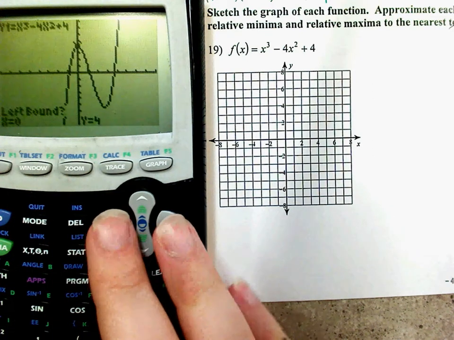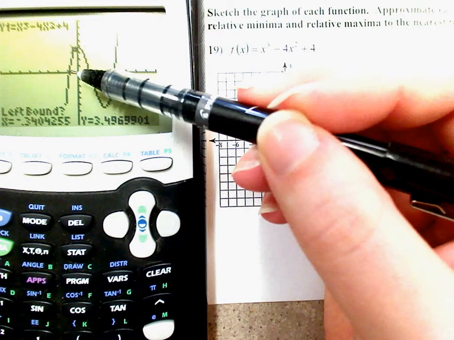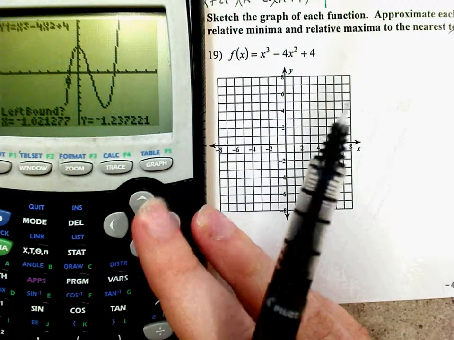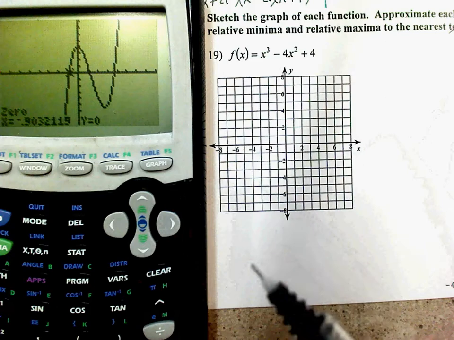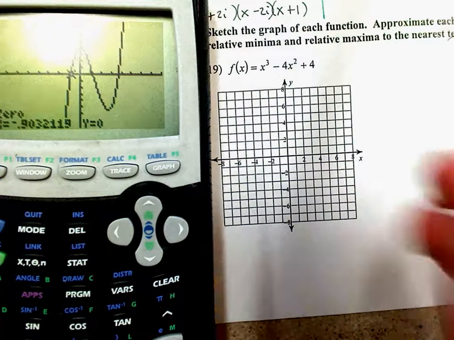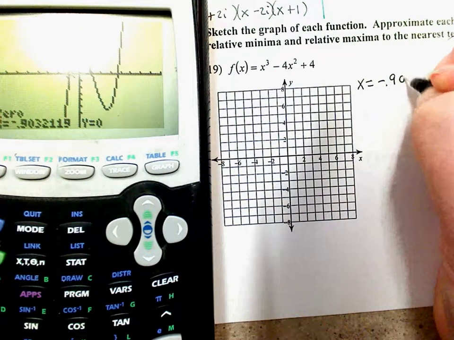So you go down. Down below it is left, good. And then above it is to the right of it? Press enter, I don't want to guess. So it tells me that one of my zeros is that, what? Negative 0.90. Okay. Let's find the next one.